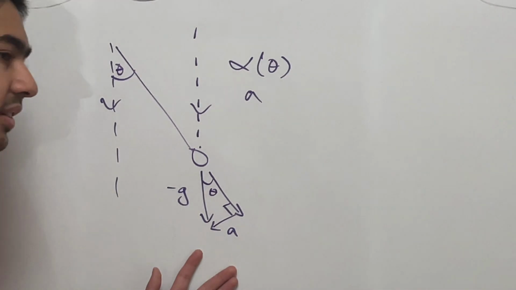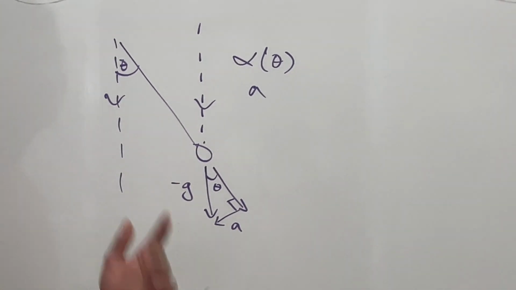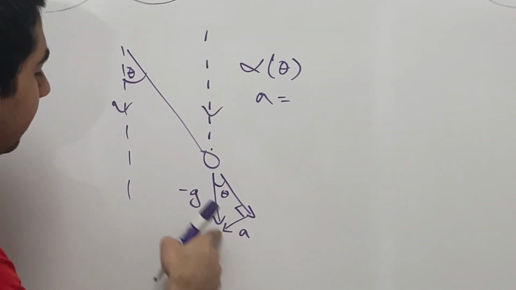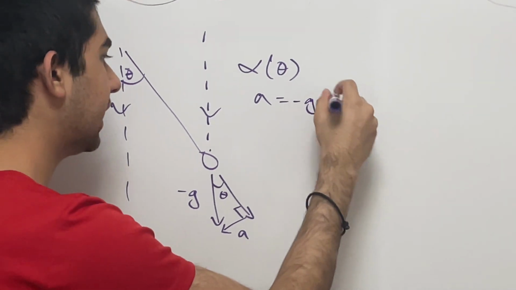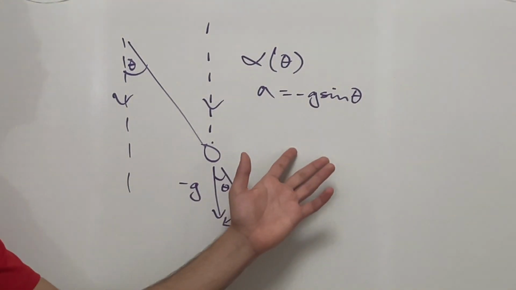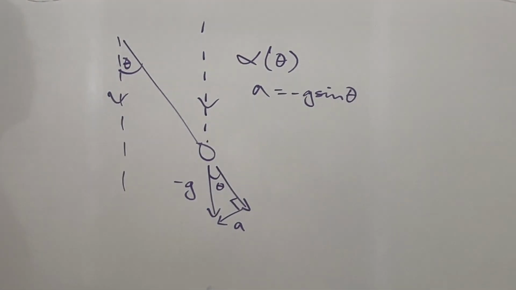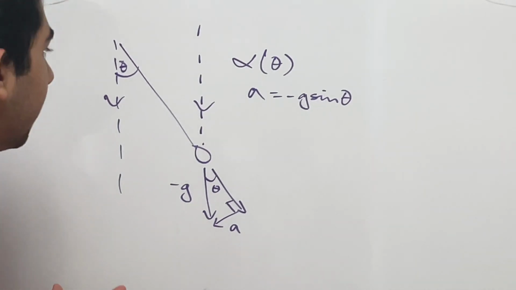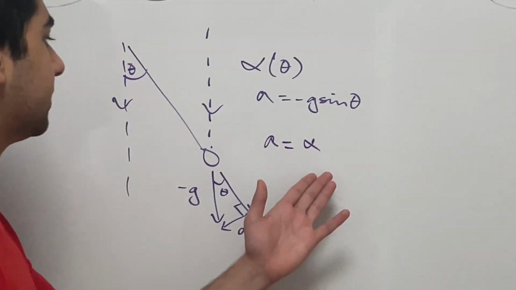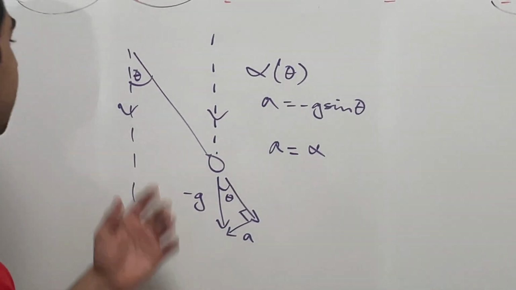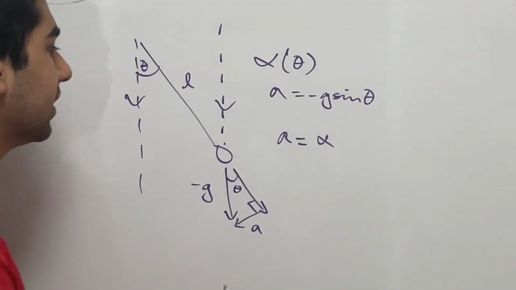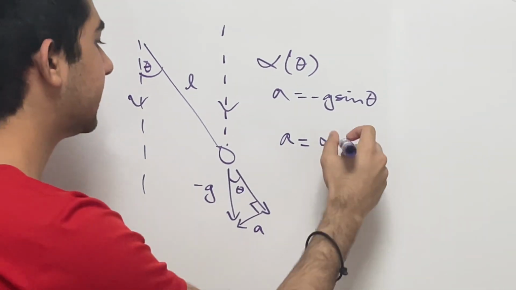So to find the tangential acceleration, a, that's basically equal to negative g, this is theta, opposite side, so negative g sine theta. Alright, that's great. We know the value of tangential acceleration now. We probably want to find angular acceleration. We know that tangential acceleration is equal to angular acceleration times the radius. In this case we're going to call it L, because the length of the string is our radius. So acceleration is equal to angular acceleration times L.